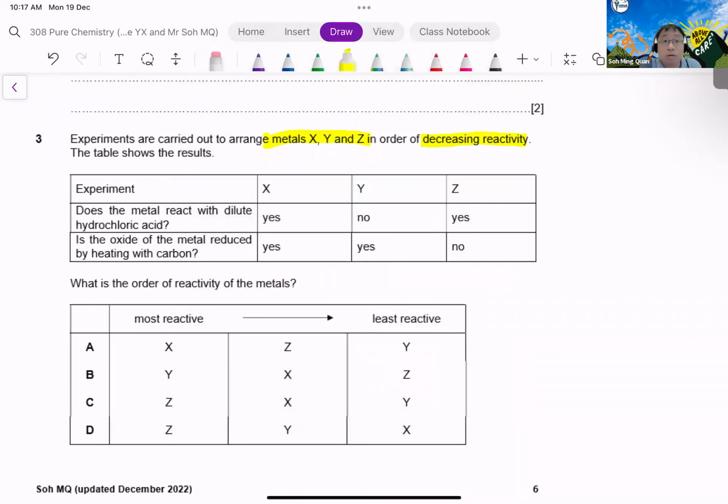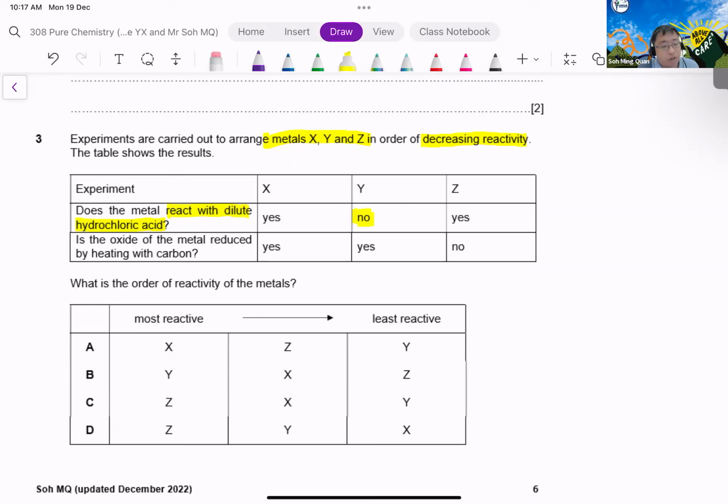Okay, finally, I hope you're also highlighting chemical names like hydrochloric acid. So from the first question, does the metal react with dilute hydrochloric acid? Yes or no, right? Okay, so you immediately know that Y doesn't react with acid. Metal Y doesn't react with acid, whereas X and Z do react with the acid, right?